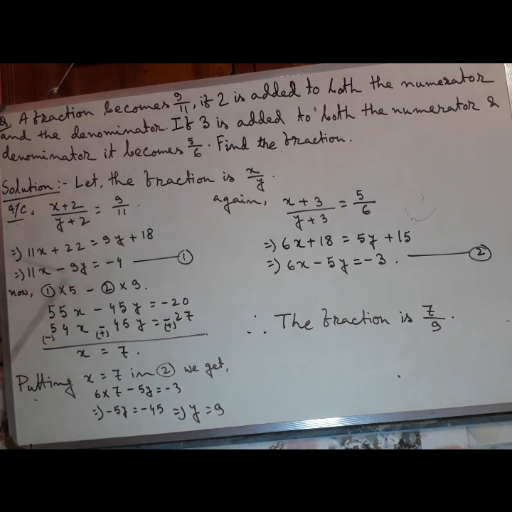From that we got an equation: 11x minus 9y is equal to minus 4. After that, if 3 is added to both the numerator and denominator, it will be 5 by 6. From this we will get the equation 6x minus 5y is equal to minus 3. This is the first equation, this is the second equation. Now using elimination, we will get the values of x and y. So the fraction becomes 7/9.